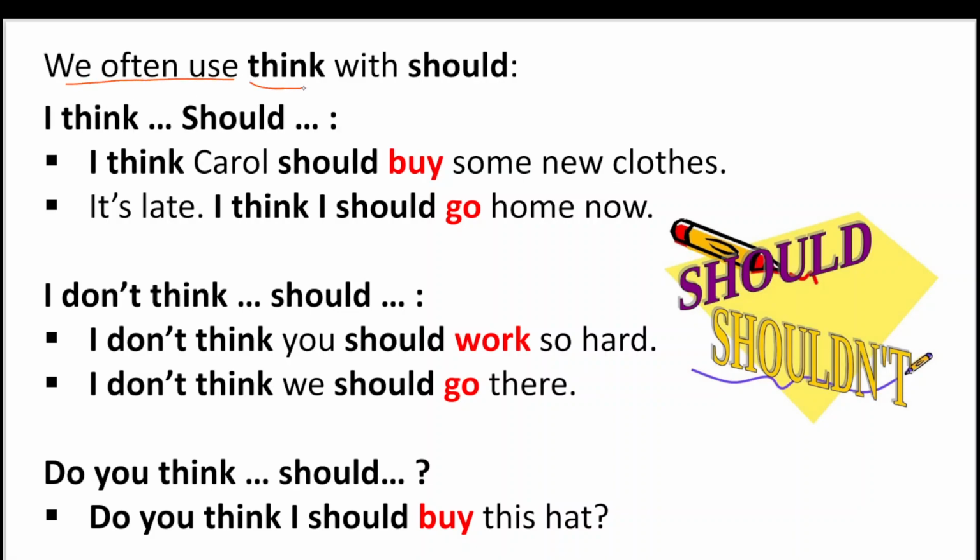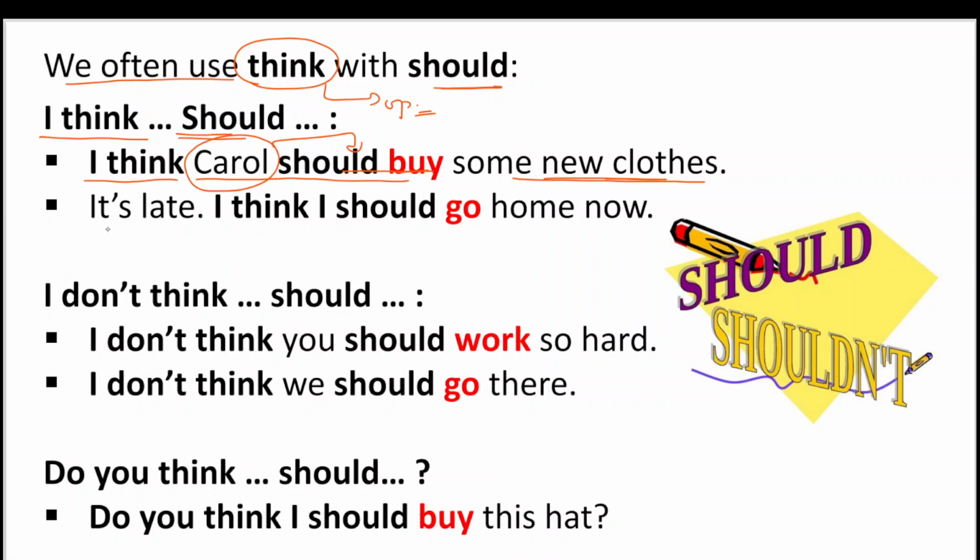We often use think with should. So generally we talk about our opinion. Okay, so what is my opinion, what is your opinion, what is others' opinion? It is different. Now when we have to make a positive sentence, we say I think. Okay, it is my opinion. I think plus should. For example, I think Carol should buy some new clothes. This is my opinion that Carol should buy some new clothes. Maybe Carol's opinion would be different from this.